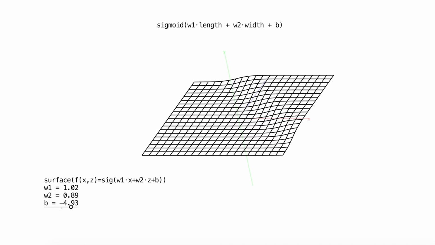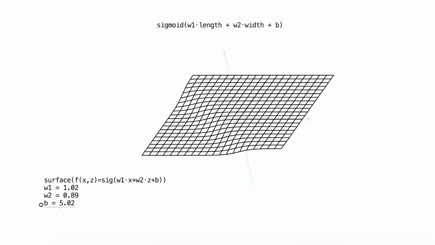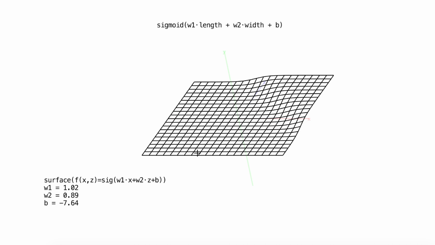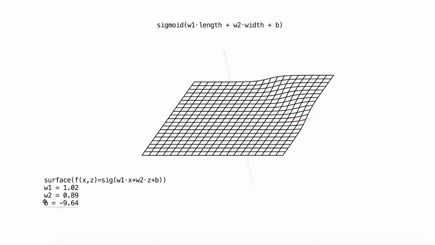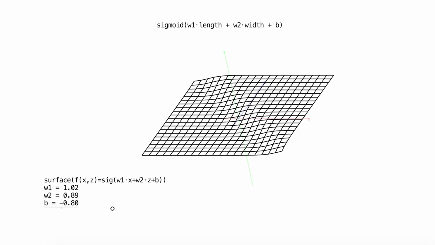What we're really doing is shifting the entire plane up, and that makes more of this side get squished into 1. And if we shift it down, more of this side is getting squished into 0, and then we have the bit of the plane that goes above 1 getting squished into 1. So with the bias, we get a lot more expressiveness in the network.